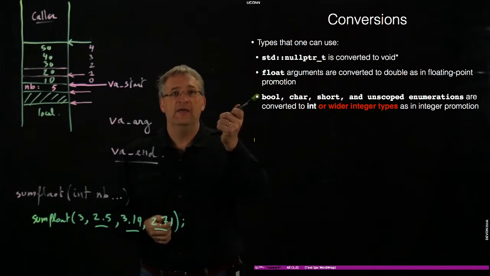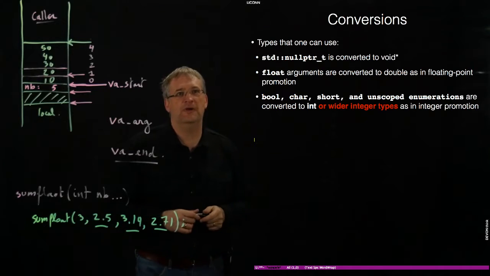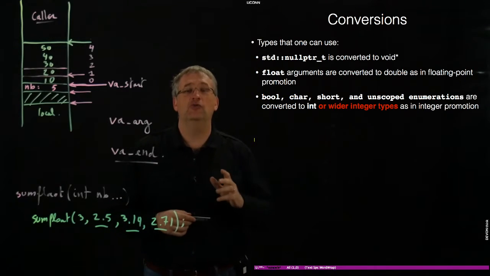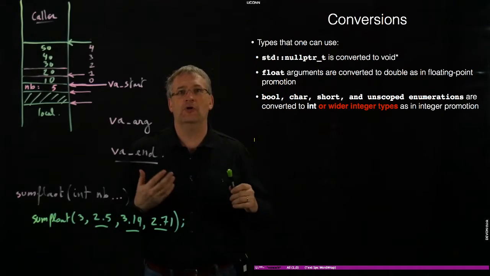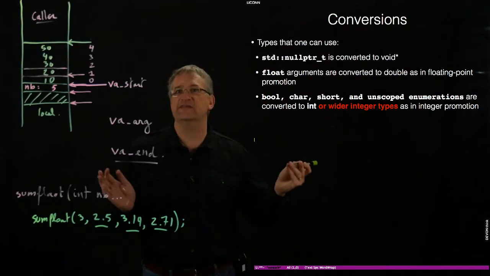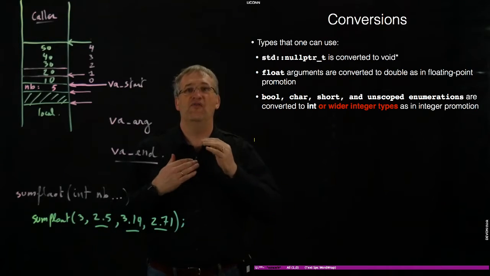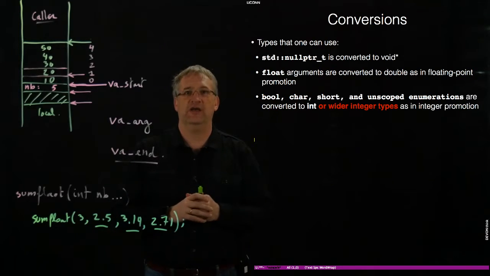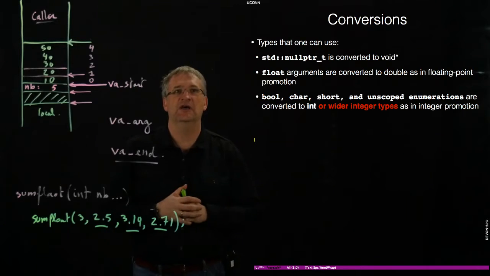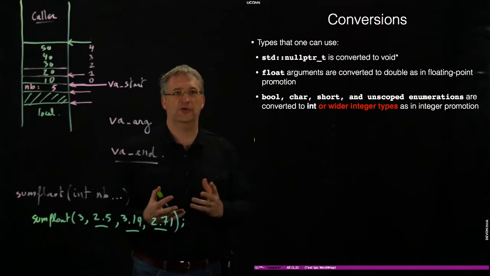In the same way, if you see a bool, a char, a short, or any unscoped enumeration, they will be converted to an integer. So a bool only takes 1 byte, a char is a byte, a short is 2 bytes. All these guys take 4 bytes. And it's very uniform. You only expect 4-byte integers on your stack, right? So it's a very simple rule for doing the conversion.